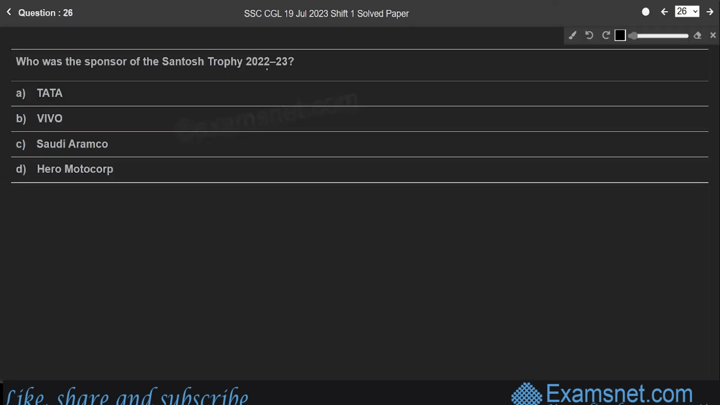Question 26. Who was the sponsor of the Santosh Trophy 2022-23? The options are Tata, Vivo, Saudi Aramco, and Hero Motocorp. Option D is the right answer. Hero Motocorp was the sponsor of Santosh Trophy. Karnataka won the Santosh Trophy by defeating Meghalaya.